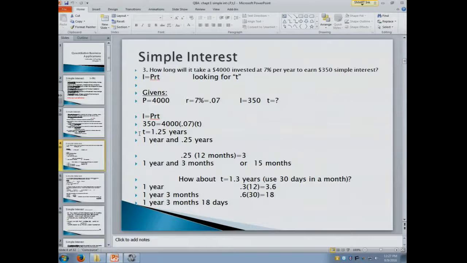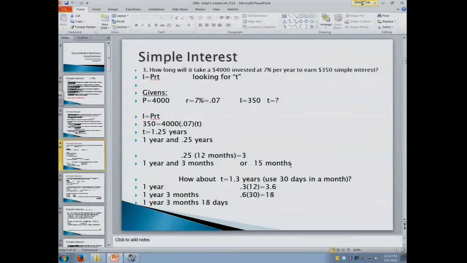And when we do our algebra, you have T equals 1.25. We don't talk like 1.25. You need to change that into years and months. So we take out 1 year. We have 0.25 years left. The next denomination down from years is months, so we multiply it by 12 months. 0.25 times 12 months equals 3 months. So our answer should be written as 1 year and 3 months, or 15 months is acceptable.